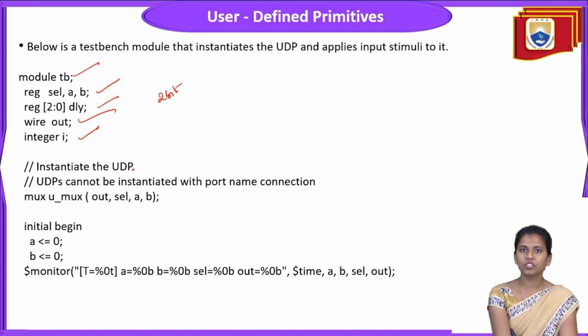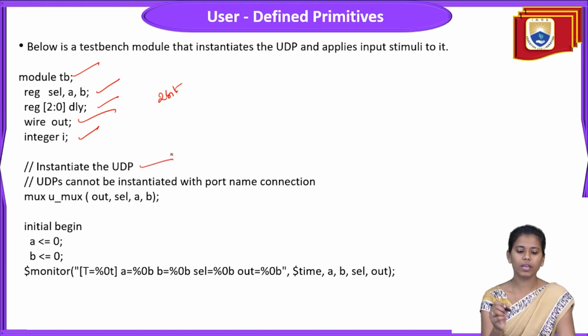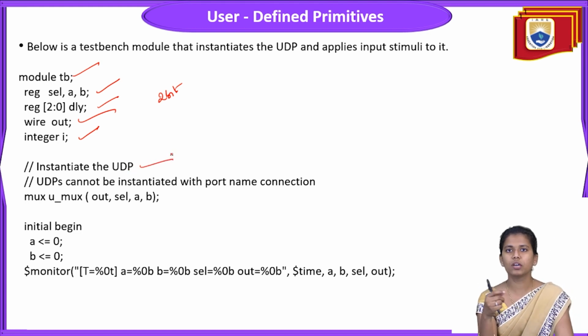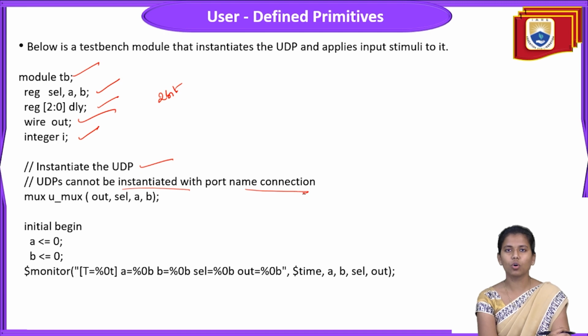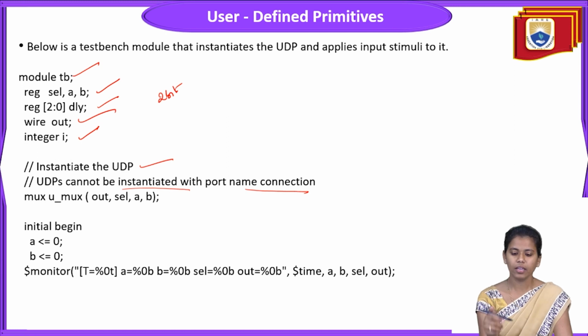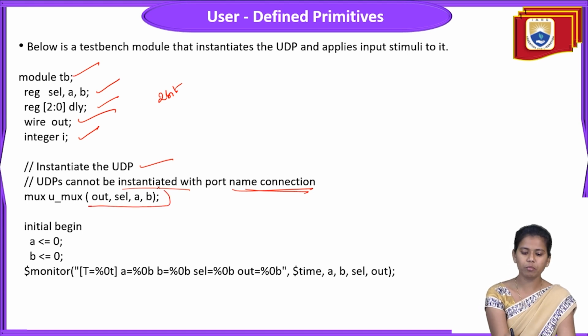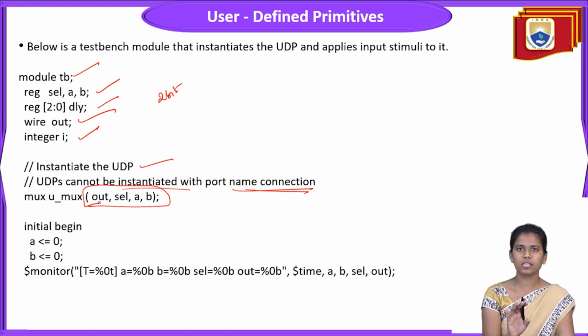Then instantiate the UDPs. Now we have to instantiate the user defined primitives. How? UDPs cannot be instantiated with port name connection. So when you want to instantiate, it says that a UDP cannot be instantiated with the port name connection. When you have a port name connection, you cannot instantiate.